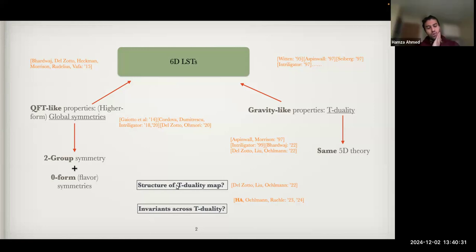So what we will consider is this question about the structure of this map. What does this landscape of T-dual theories look like? And the other interesting question is, are there any invariants that one can identify on both sides of any candidate dual theories and show that these must be invariant for T-dual theories? As we just talked about, one of them will be the 5D Coulomb branch, which I'll explain a bit later.